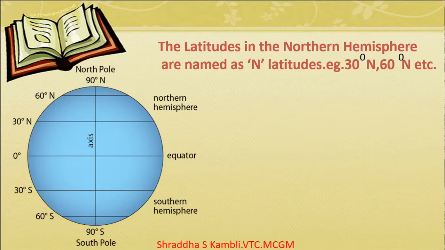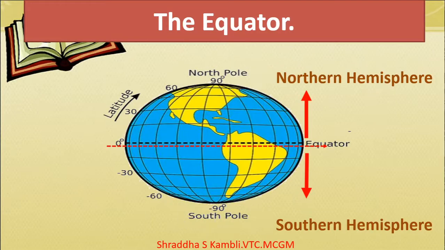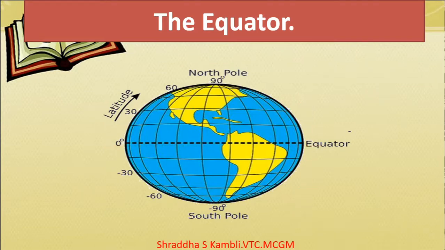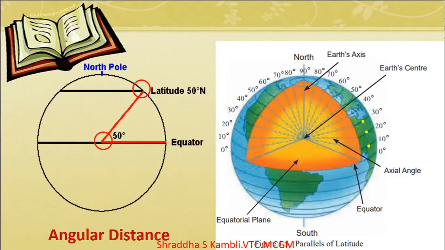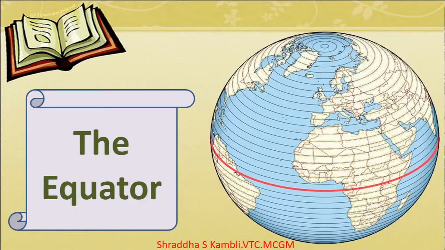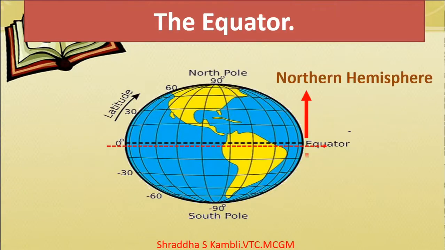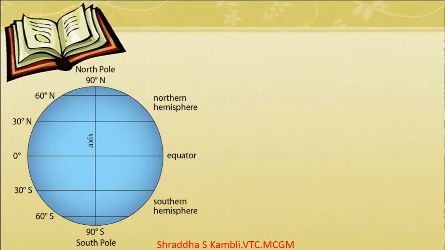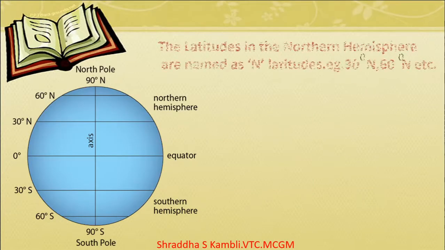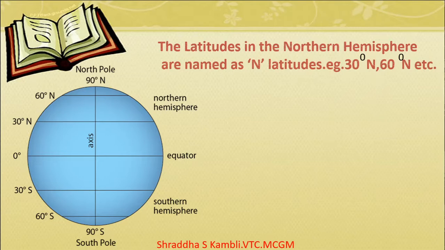I told you in this particular figure that just like we have latitudes in the north here, see 0 degree, 20 degree, 30 degree, we have latitudes in the south also. So let us differentiate between them now and try and find out what they are called. The latitudes in the northern hemisphere are called the north latitudes. For example, you have 30-degree north latitude, 60-degree north latitude, etc.